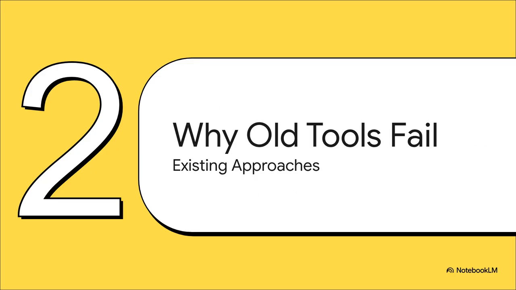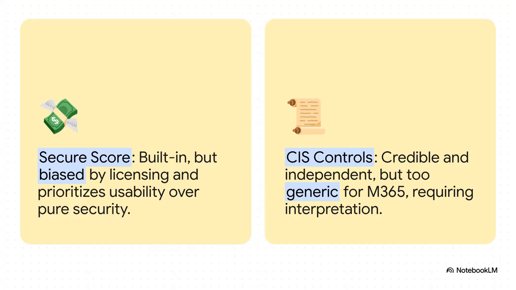So you're probably thinking, if the risks are so obvious, why isn't everyone fixing this stuff? Well, that's a great question. Let's take a look at the two main tools people are using today and see where they kind of fall short. Okay, so on one side, you've got Microsoft's own Secure Score. And hey, it's convenient, it's built right in, but it can be a little biased. Let's just say some of its recommendations seem to conveniently push you toward upgrading to a more expensive license.